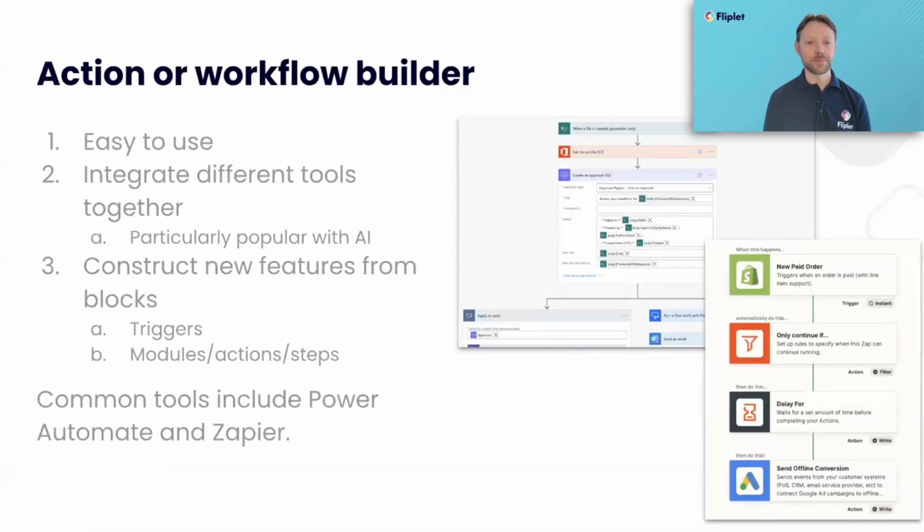So, if you've attended the last Fliplet Summit, you would have heard about our Action or Workflow Builder. The whole purpose of our Action Builder is it's easy to use. It will enable you to integrate with different tools. It'll enable you to construct new features from blocks or steps. For example, the steps could be triggers, when to start the workflow or action, and modules, which are what the action's able to do. It's going to be similar in some ways if you've used Power Automate or Zapier, two very popular workflow tools. And if you're familiar with them, you'll probably feel quite at home using the new Fliplet Action Builder.